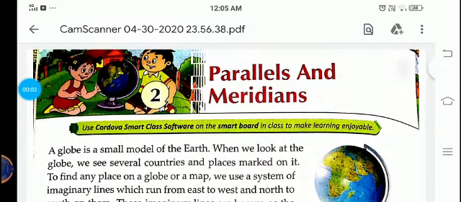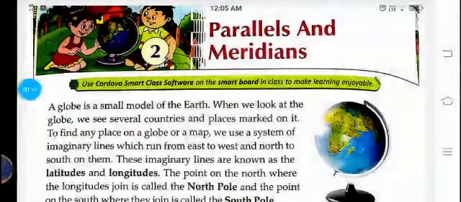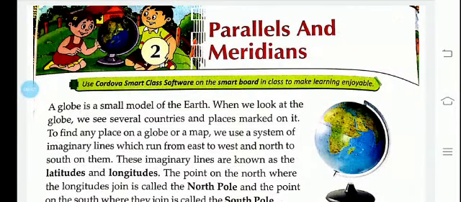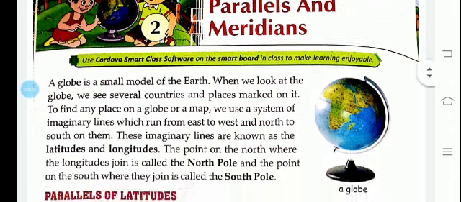Hello children, as we have already started with our second lesson, parallels and meridians in SST, we will continue with the same. Till now we come to know that the globe is a small model of the earth and we use a system of imaginary lines known as latitudes and longitudes. So first of all, let's study about the latitudes.